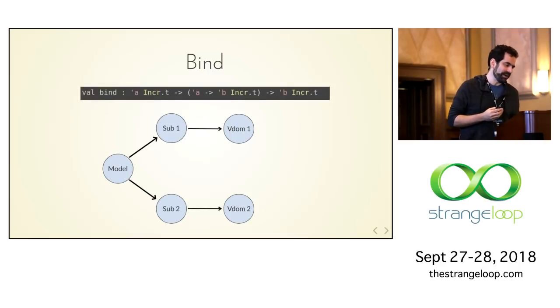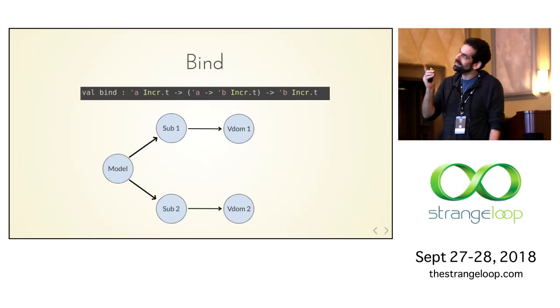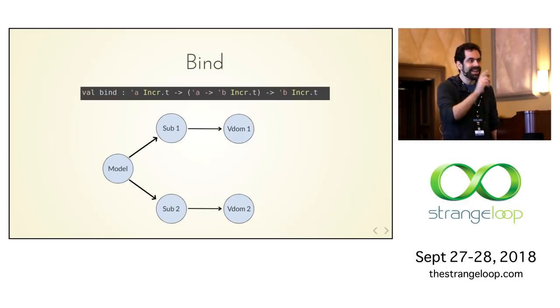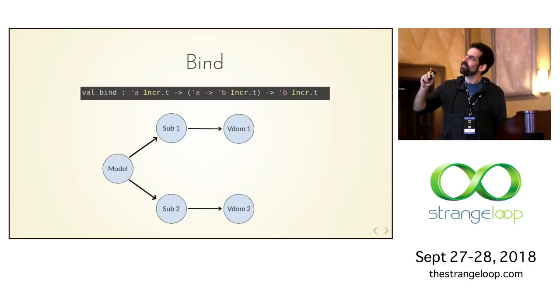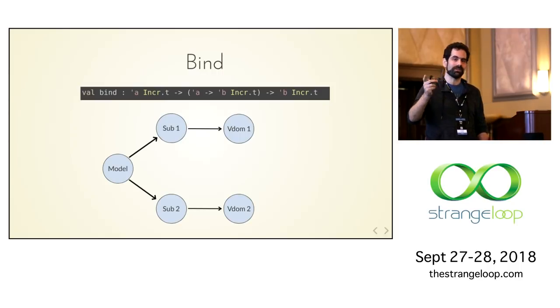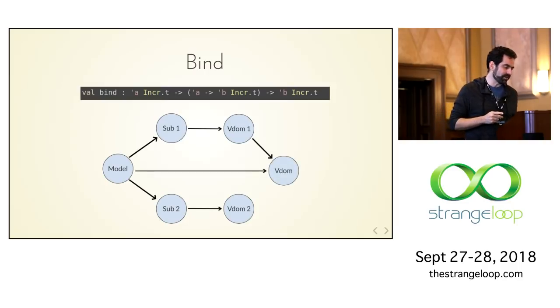Let's look at the signature of bind. It is surprisingly similar to map. You take an A incremental and then a function that takes an A and returns not a B, as with map, but instead a B incremental. And then the whole thing gives you back a B incremental. So the idea here is that the function, instead of just taking a value and producing a simple value, can take a value and return an incremental computation. In fact, it could select from multiple different ones that already exist, and that's what we're going to do here.